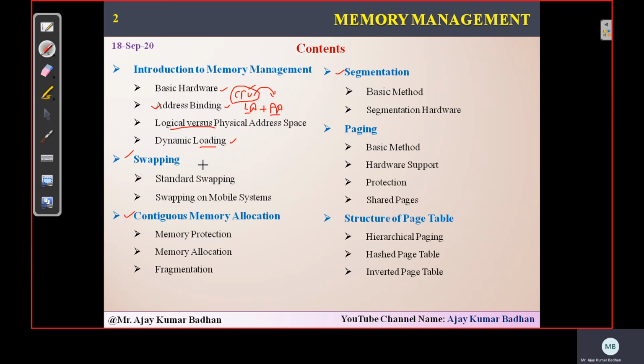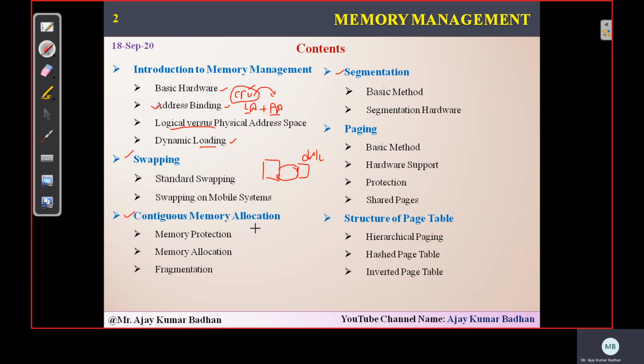Internally, the operating system uses the swapping concept to swap processes between your hardware disk and your RAM, your main memory. Swapping a process out to the disk and bringing a new process from the disk into main memory is what we call swapping. Let's discuss it in detail in the coming slides.